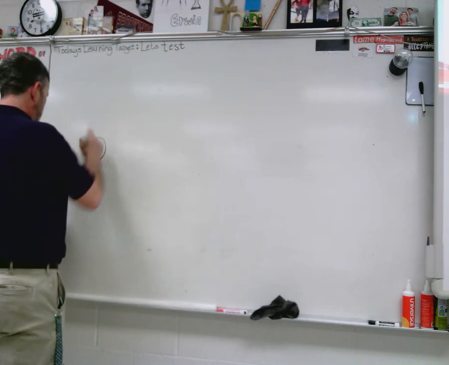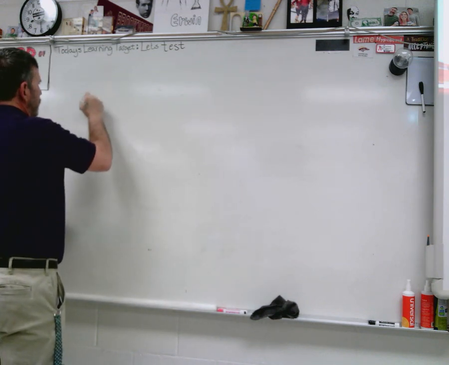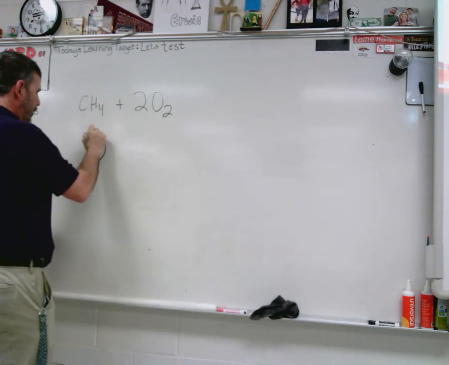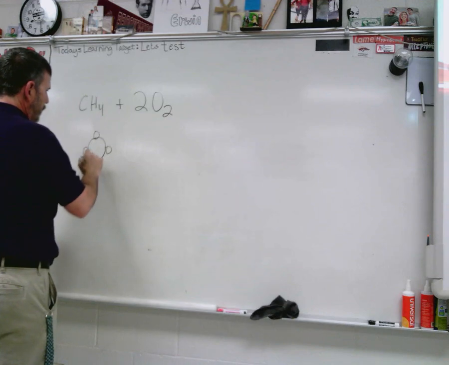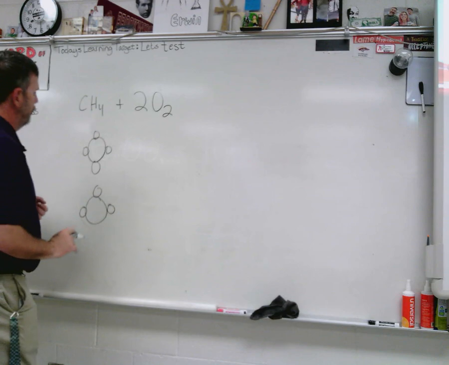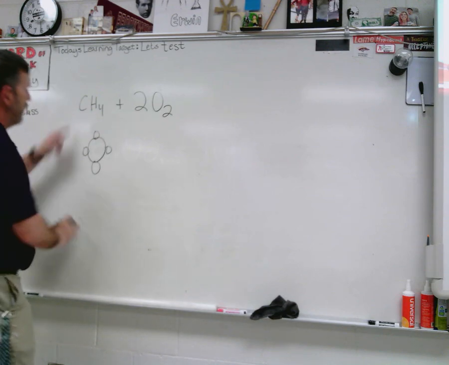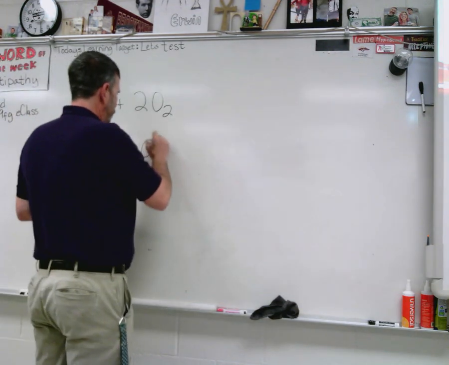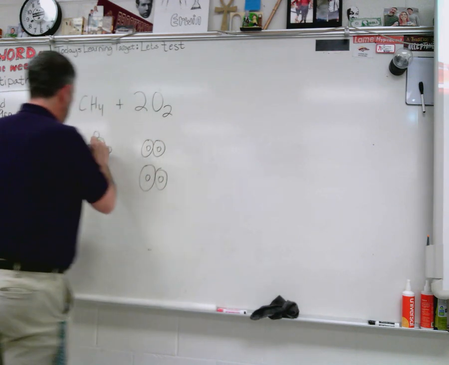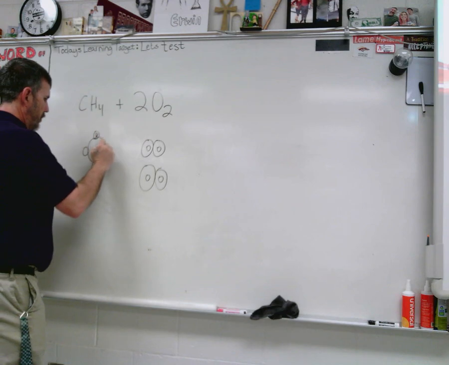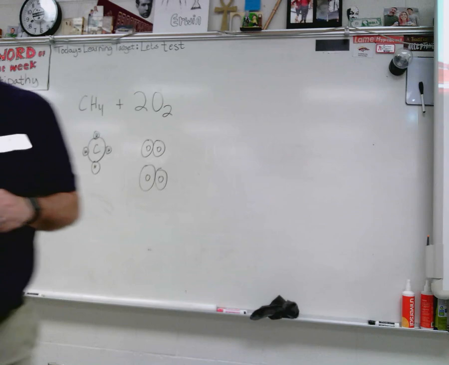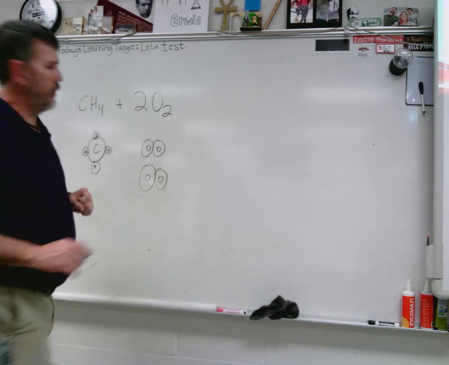So carbon, CH4, plus 2O2. First I have to represent the CH4s. I don't have two CH4s. I have a CH4. I have two O2s. These are oxygens, carbons, hydrogens. And we're going to create CO2 and two H2Os.